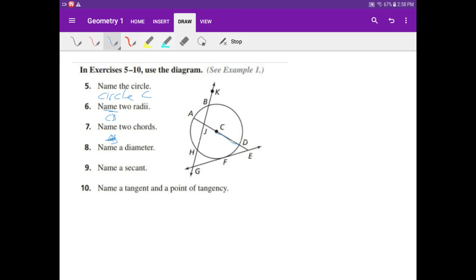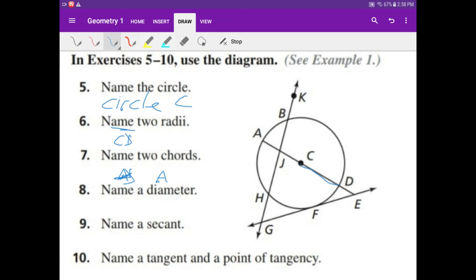Oh man, can't read that. A, D. Now that's different from a secant. A secant goes all the way through, so let's use BH. But you have to have this symbol on top, because a secant is continuous. A diameter, you can say DA. AD would also work. It's a segment.